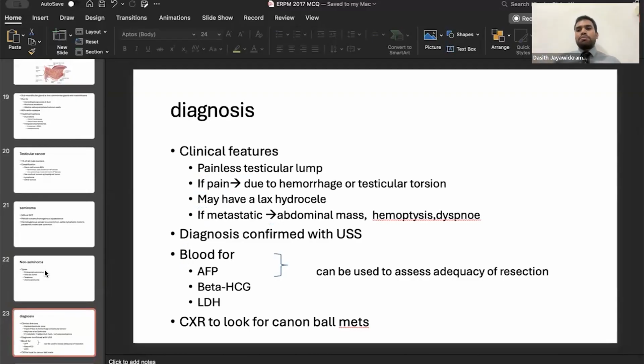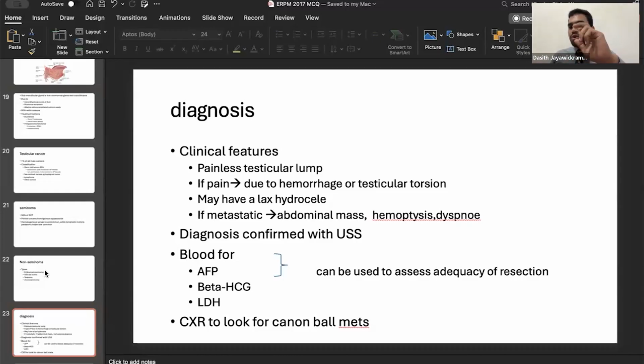When we talk about the diagnosis, when a patient presents to us, we first do the clinical examination and history taking. In the history, they will describe a painless testicular lump that is growing in size. If there is pain, that could be due to a torsion or hemorrhage within the malignancy, where the center sometimes becomes necrotic.